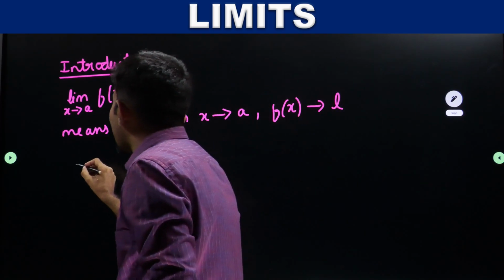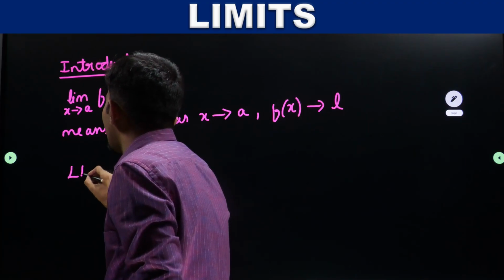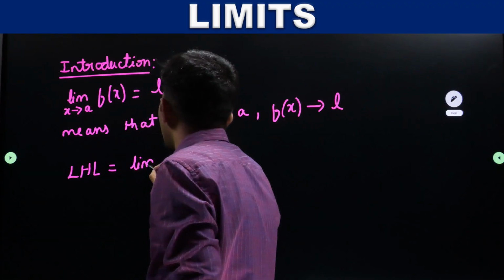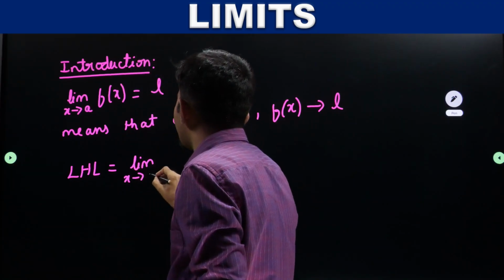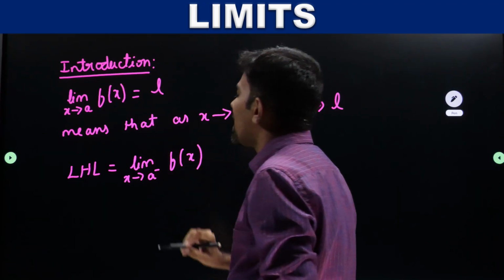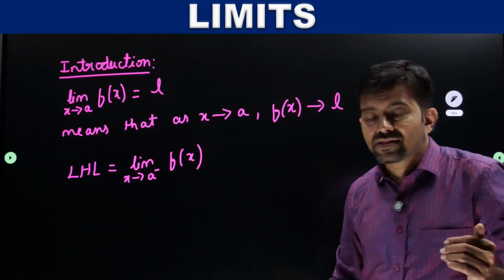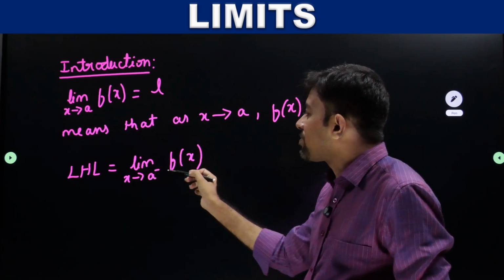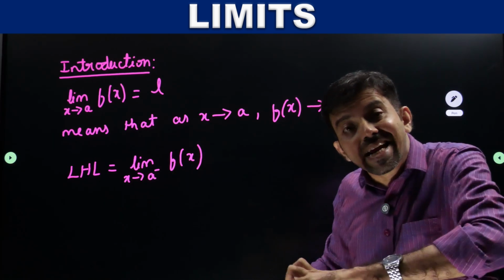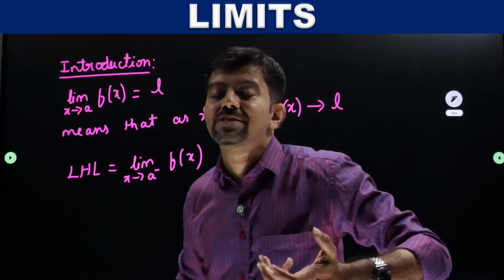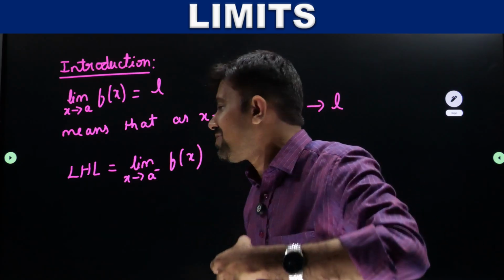What is left hand limit? Left hand limit is given by limit x tends to a minus, f of x. X is approaching a from the left side. It's called the left hand limit. That means the value of x is approaching a from the left side, meaning the value of x is slightly less than a. X tends to 2 minus means the value of x may be 1.999, such a value.